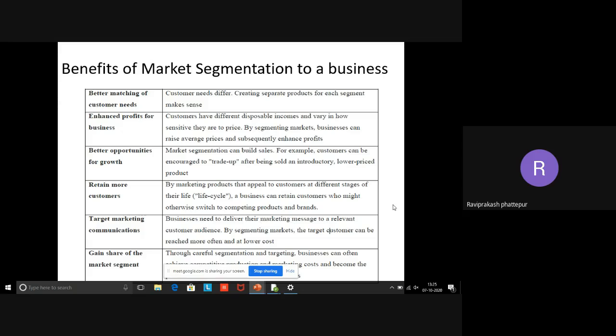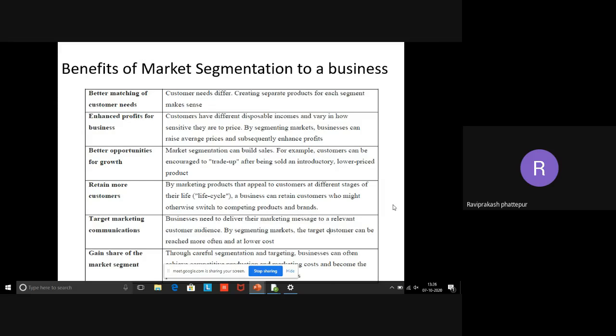Okay, next, enhance profits for business. Customers have different disposable incomes and vary in how sensitive they are to the price. So if the people in a segment have very little income and cannot afford to shell out more money in buying your product or the service, and your product is of a higher price, then your sales will be very low or nothing. So you have to cater to a segment where they are able to purchase your product or the service. So purchasing power has to be there.